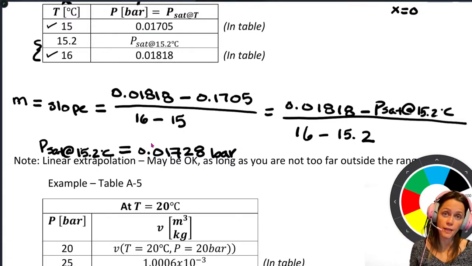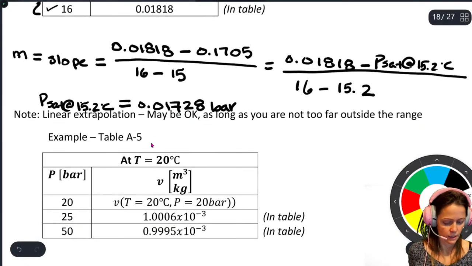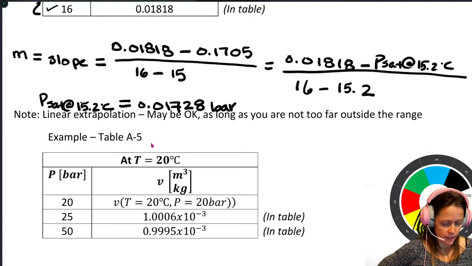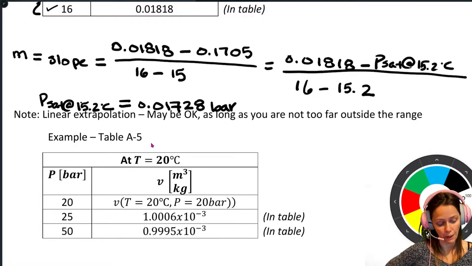So if you get something that is not in between those two data points, you've probably switched up the order or something like that. So just, yeah. All right. If you're not in between two data points, you can extrapolate using kind of the same idea.